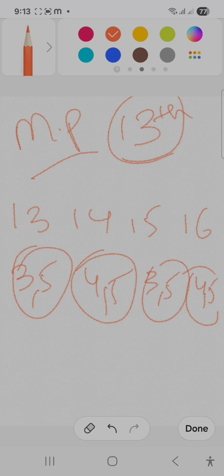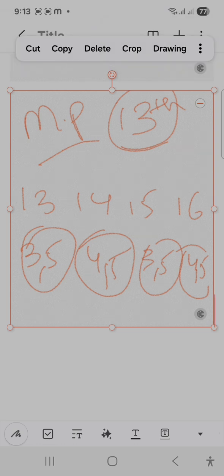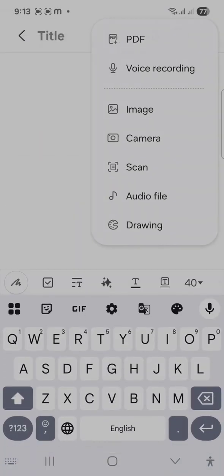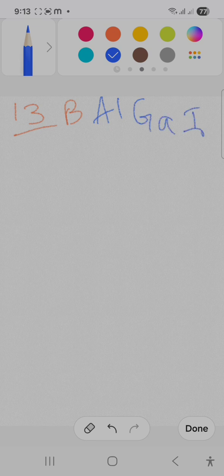So here how to write these elements? I will explain one more point. For exceptions, remember 3 5 4 5. So first let us explain the 13th group. 13th group elements: boron, aluminum, gallium, indium, thallium. So first 3 and 5 elements, 1 2 3 4 5.